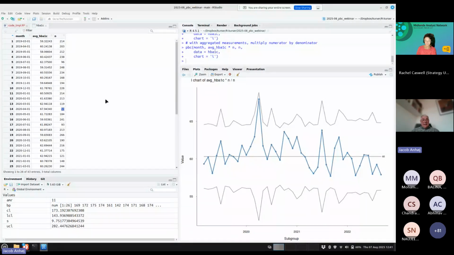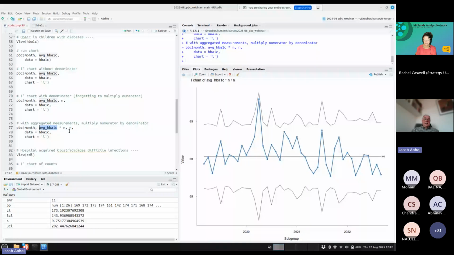I don't know about England, but in Denmark, this was the first month during COVID lockdown, and very few patients visited the clinic in that month. So actually, this is not a special cause. This is just a random fluctuation because there are very few patients, and the I prime chart is actually able to discover that. I think this makes a good case for the I prime chart, that it is actually better than the original I chart because it discovers this.